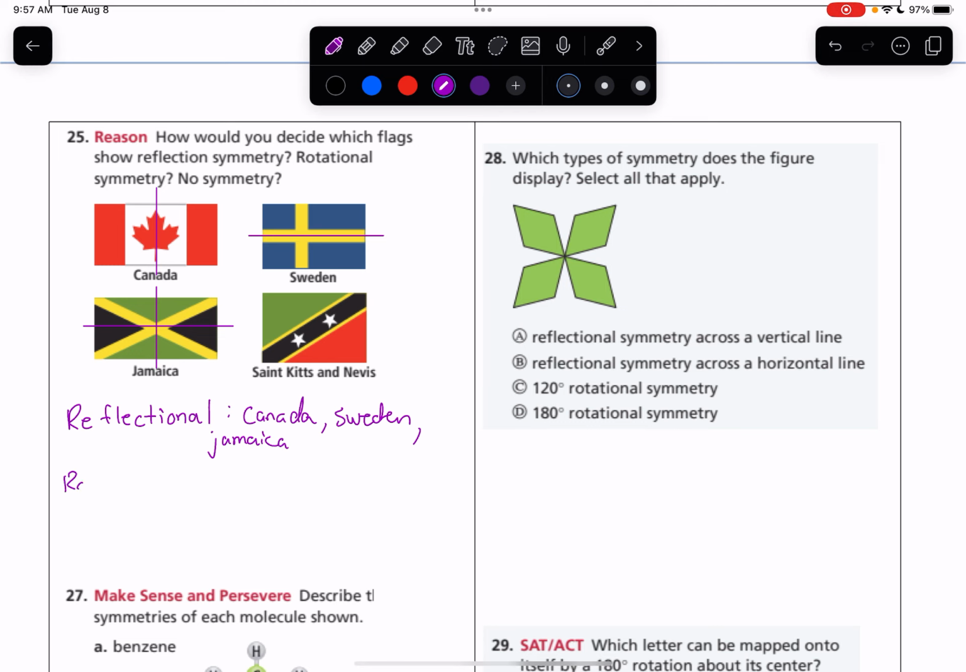Rotational. We think which ones are going to look the same upside down. Jamaica will look the same upside down. St. Kitts almost looks the same upside down, but if we turn it upside down, the stars are going to be different because the stars are going to be upside down, and the top is going to be a point. The bottom is going to be this like double star, plus the red and the green will be in different places. So that'd be a none. None for St. Kitts.